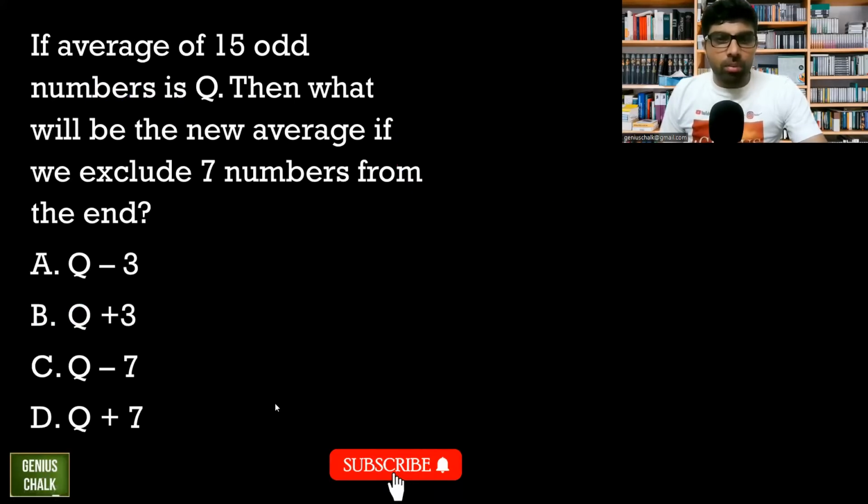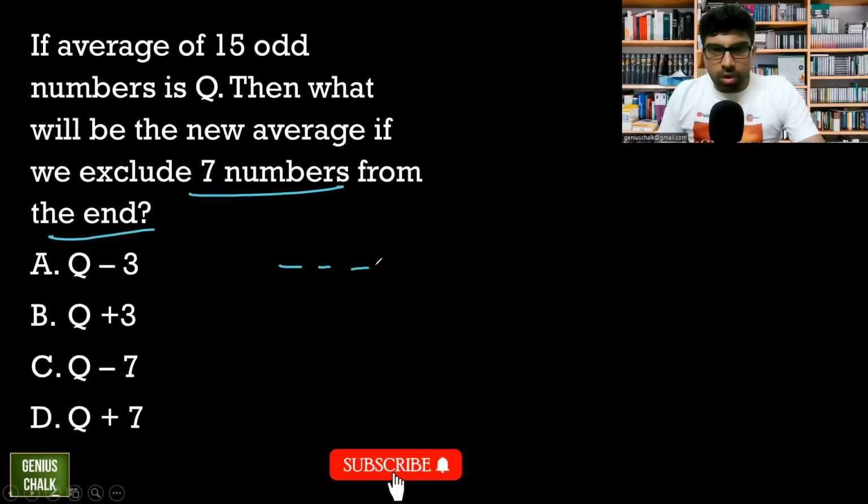Average of 15 odd numbers is Q. Then what will be the new average if we exclude 7 numbers from the end? Now there are 15 odd numbers: 1, 2, 3, 4, 5, 6, 7, 8, 9, 10, 11, 12, 13, 14, 15. The average is Q.